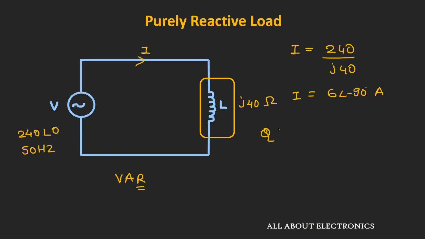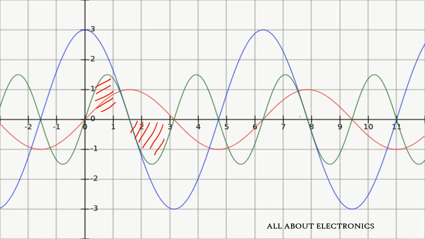In our case, the value of Q will be the product of voltage and current, that is 240 volt with 6 ampere current, so Q will be equal to 1440 VAR. So far we have discussed that this reactive element is purely inductive, but the same is true if we have a capacitive load. In the case of a capacitive load, the current will lead the voltage by 90 degrees, but the waveform of power will remain the same. So the effective power absorbed by this reactive element will remain 0.